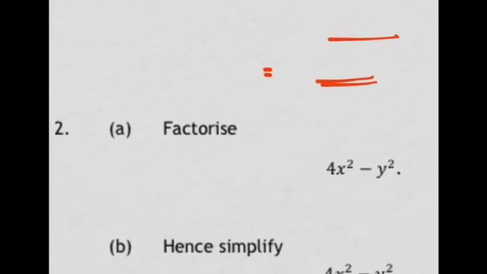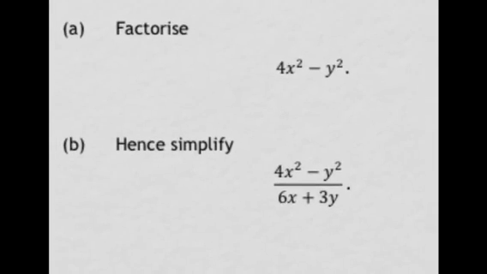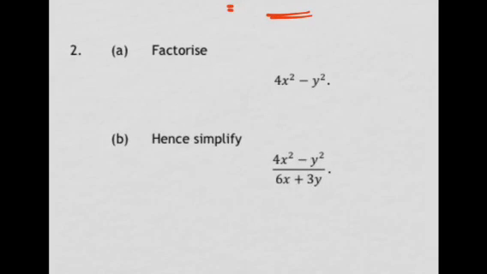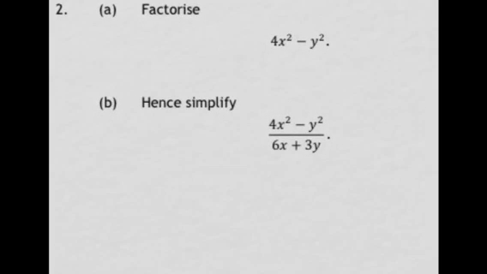For question 2, get that on the screen. Factorise. Well, here it's a difference of squares. So what do I times together to make 4x squared? That goes in the front of the bracket. What do I times to make y squared? That goes in the end of the bracket.